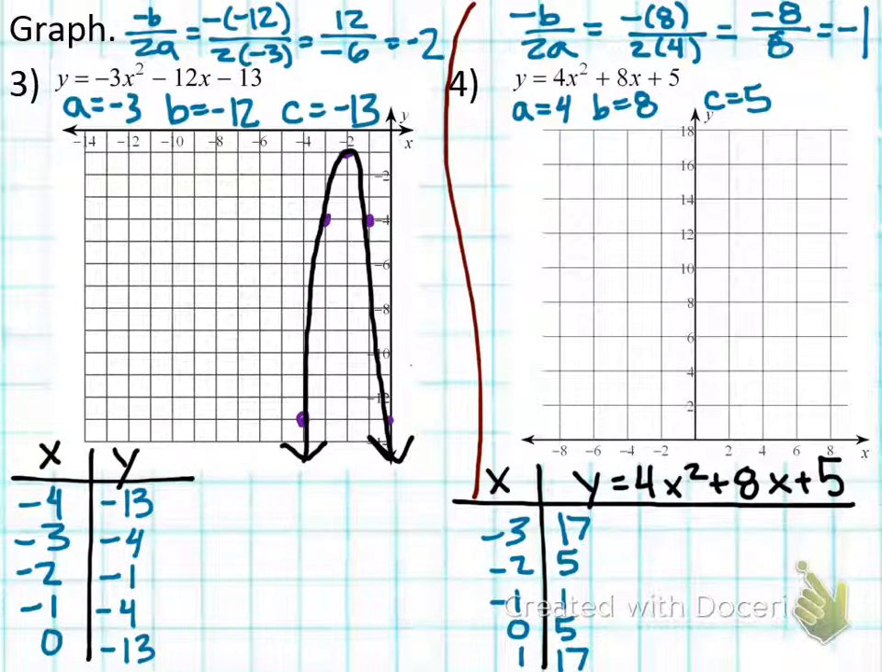And now plot your points on your iPad and show me the graph really quickly so that we can get you started on homework. All right, so I plot these 5 points. I have -4, 17, -2, 5, -1, 1, 0, 5, and 1, 17. I sketch my curve, and I am done. Okay, thank you. That's it for today's lesson.